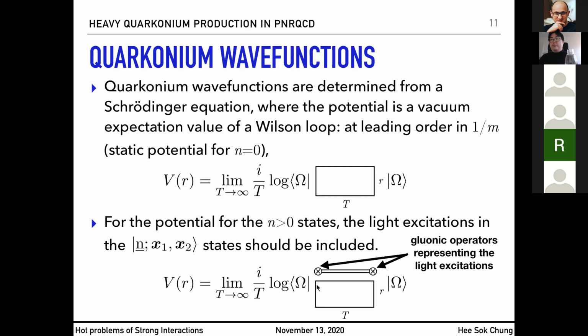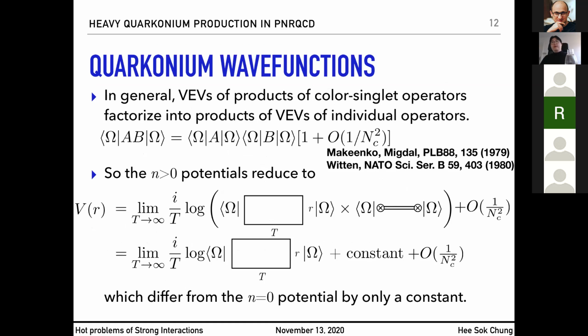So not only do we have the Wilson loop, which originates from integrating out the heavy quark and anti-quark fields, but also we have gluonic operators represented by this circled X. They represent the light excitations that make up this eigenstate. And we make use of this factorization property of vacuum expectation values of products of color singlet operators, which factorize into products of vacuum expectation values of individual operators in the large N_C limit. This is valid up to corrections of relative order 1 over N_C squared. So the excited potentials reduce to this form.